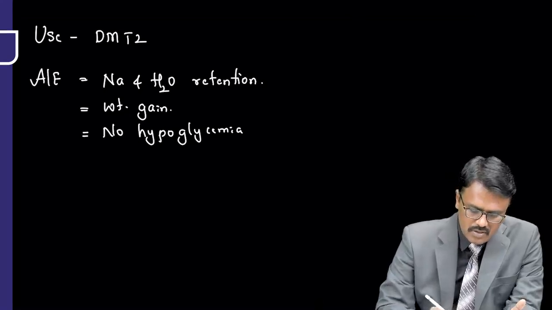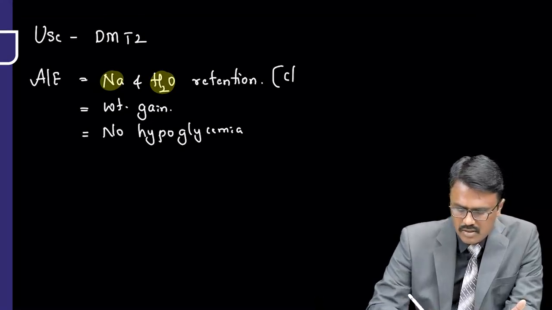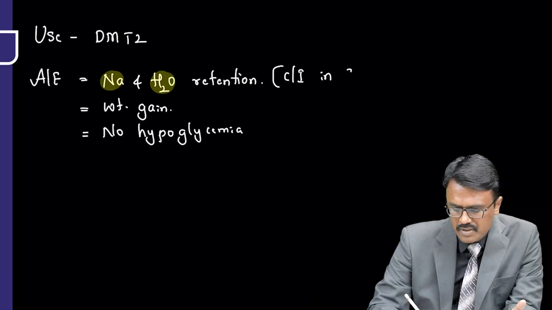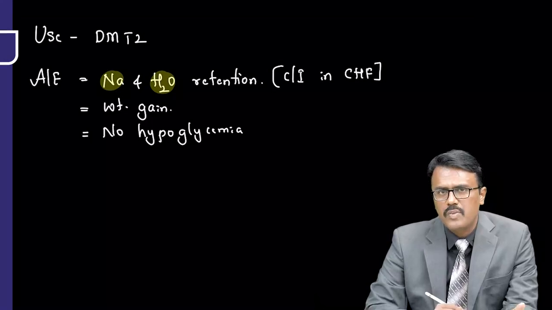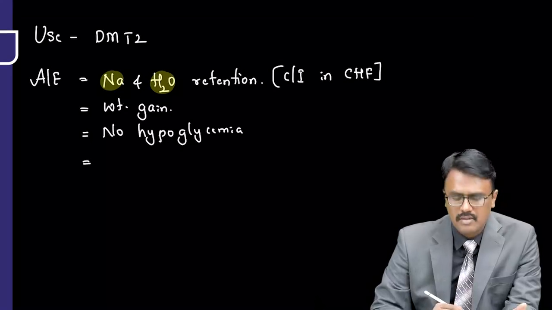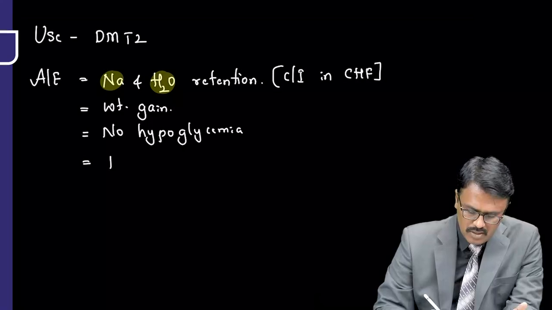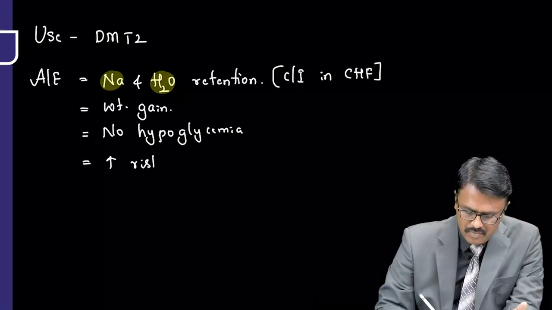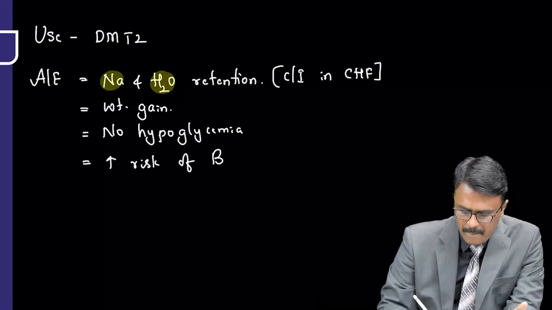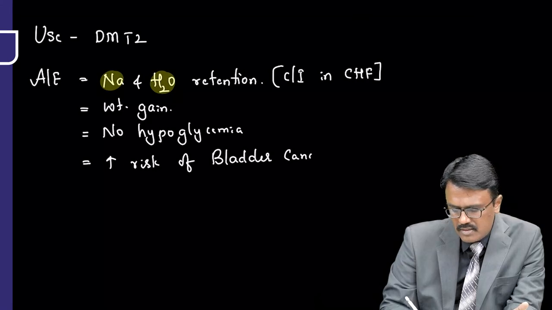Now, since it causes sodium and water retention, it is contraindicated in a patient with CHF. So, heart failure, you are not going to use pioglitazone. It causes weight gain and no hypoglycemia. Third, another important aspect is it is known to increase the risk of bladder cancer. So, bladder cancer risk is increased.